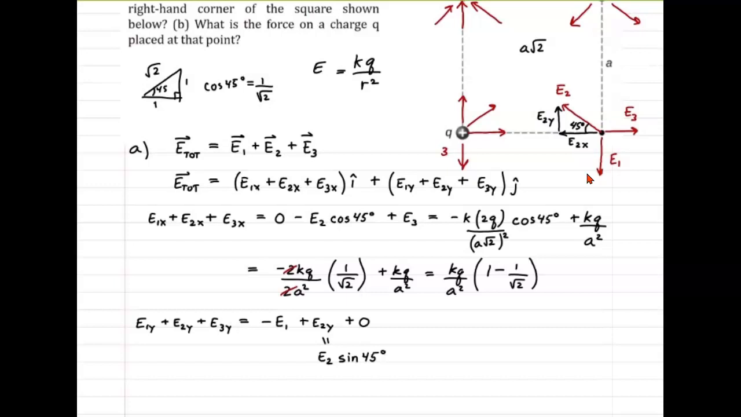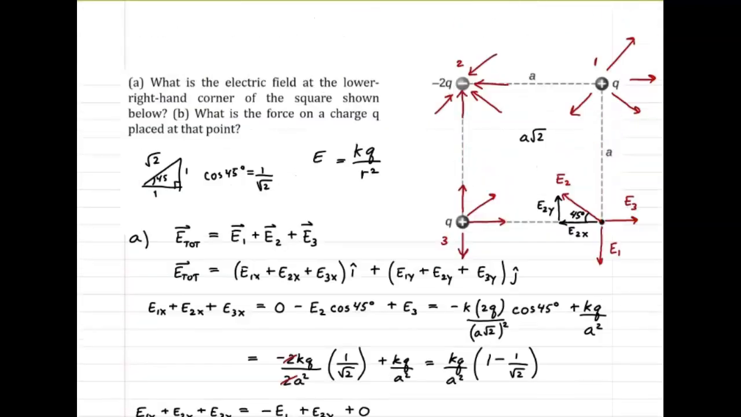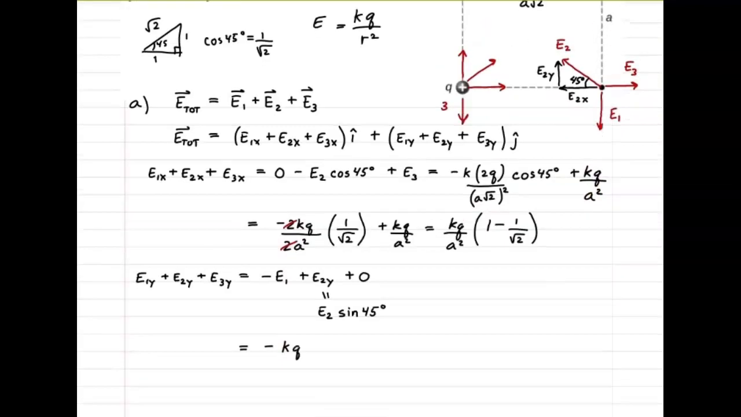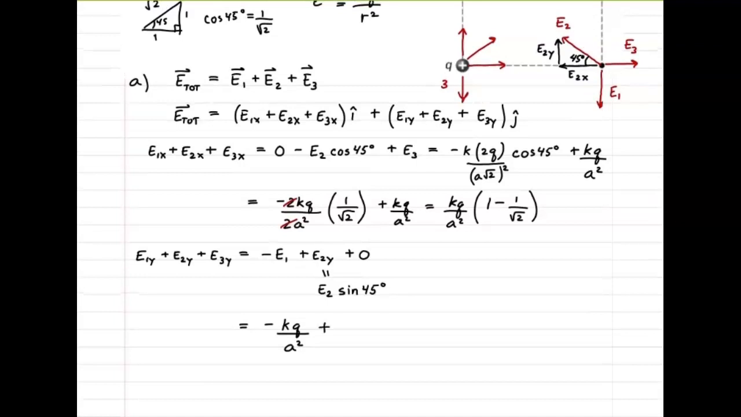Okay, now we're ready to put in the Coulomb's law. Negative sign, k, and then the charge of E1. E1 is positive Q, so we'll put Q and then over the distance to the E1, which is a squared. So that's E1. Next, we want the magnitude E2.